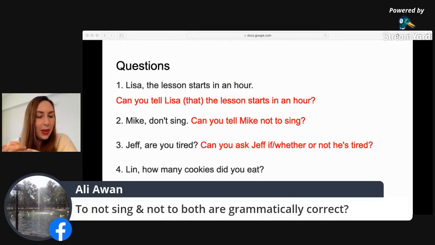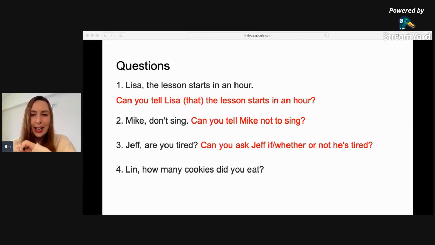Really quick, I'll answer this question. To not sing and not to sing, both are grammatically correct. So if you say to not sing, it sounds like you're emphasizing the word not. So you really don't want them to sing. So for example, should I ask Mike to sing? Could you ask him to not sing, actually? To not sing? Grammatically correct, but one sounds more emphasized than the other.